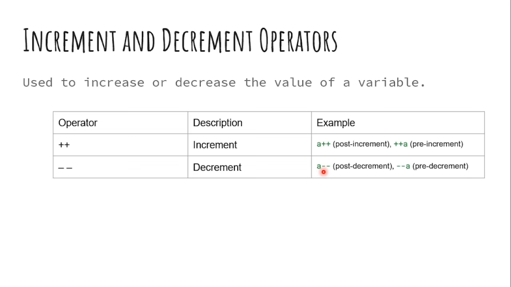For example, if A is 5, after applying the decrement operator, it becomes 4. If A is 4, after applying the decrement operator, it becomes 3. It is decreasing by one value. It has a difference of 1, and the increment adds a 1 value. This is the increment and decrement operators in C++.